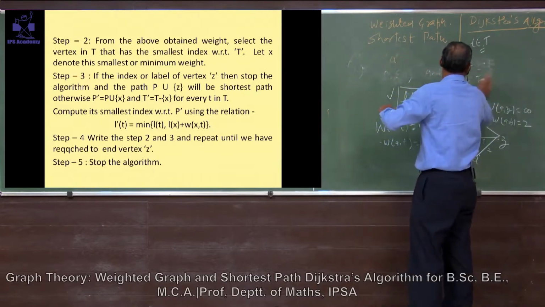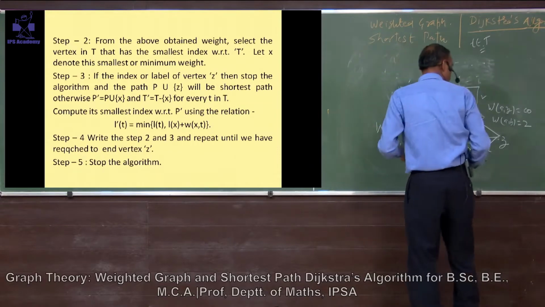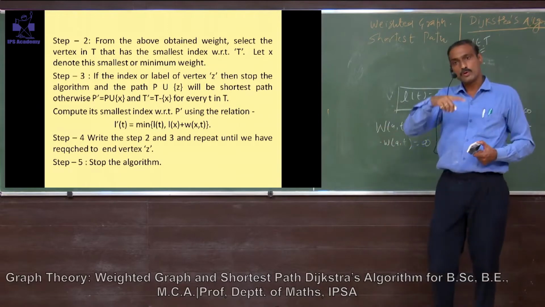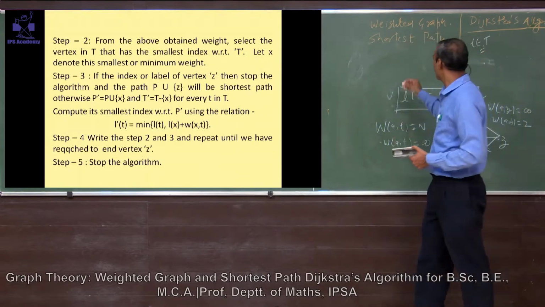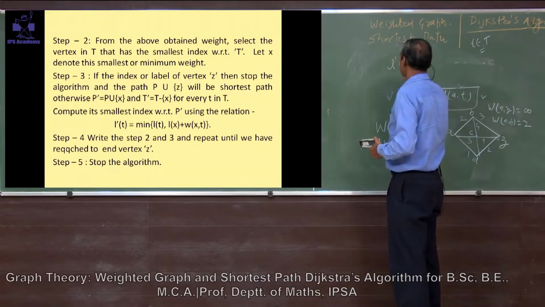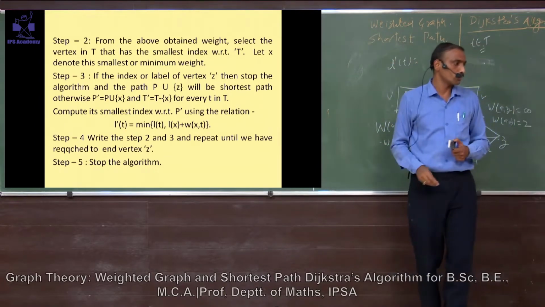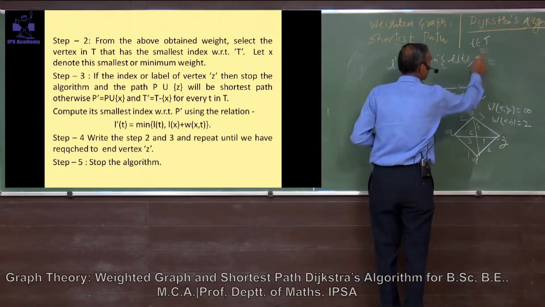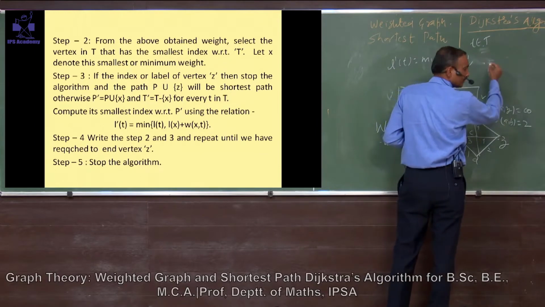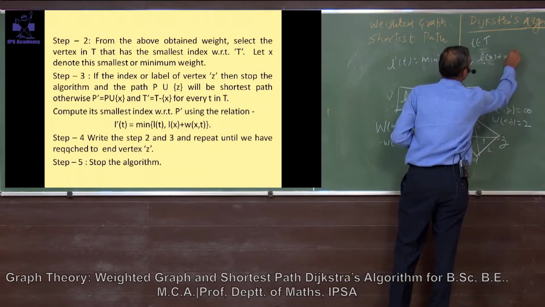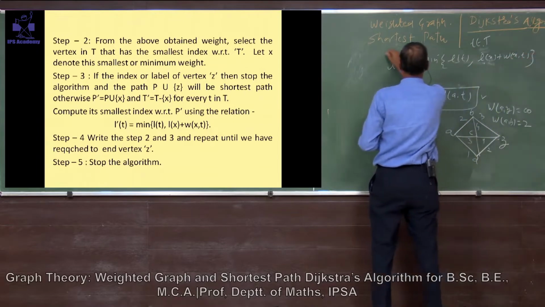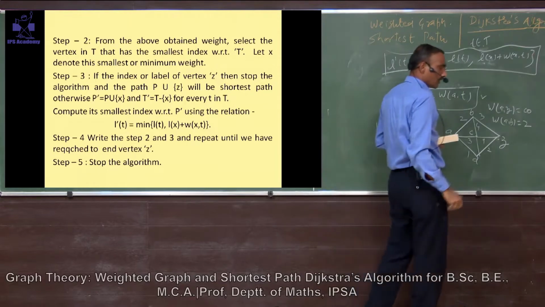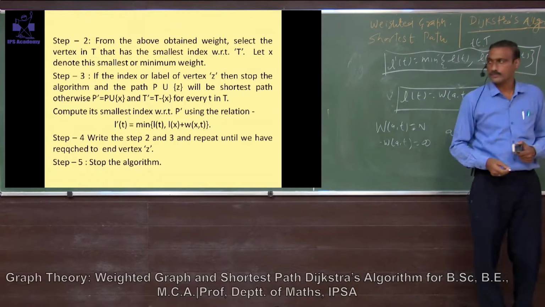After finding the weight of the index of the initial vertex, we use the following for the remaining vertices from A. How do we find it? The formula is L dash T equals minimum of L of T comma L of X plus W of X comma T. This is the formula for finding the index of various vertices from A to other vertices.